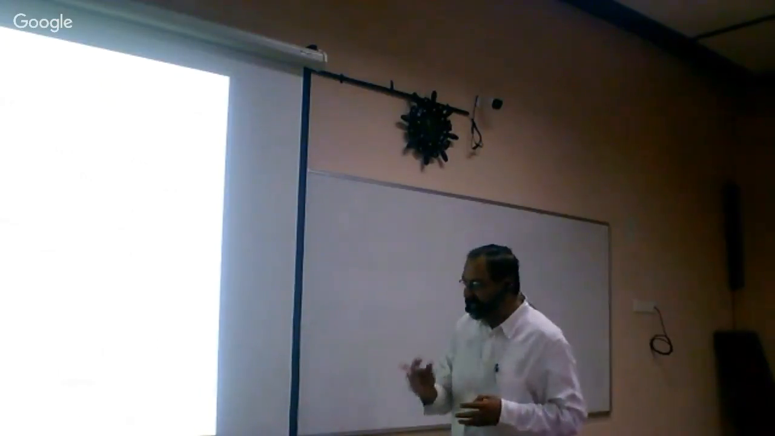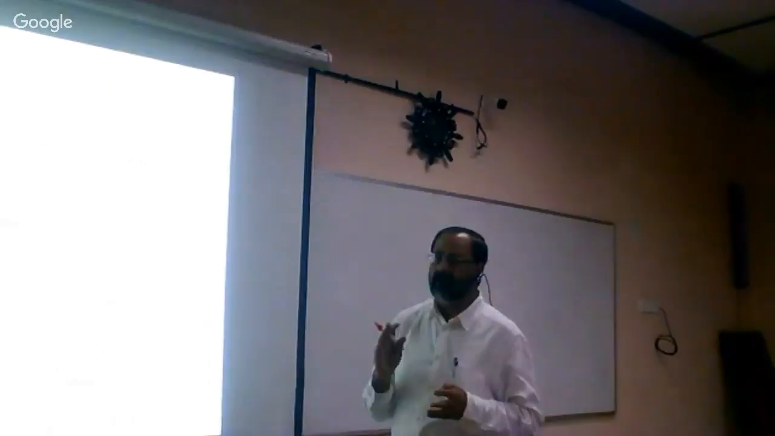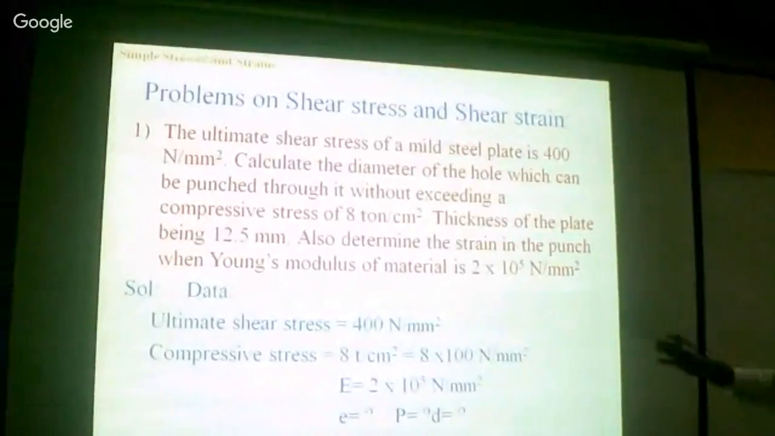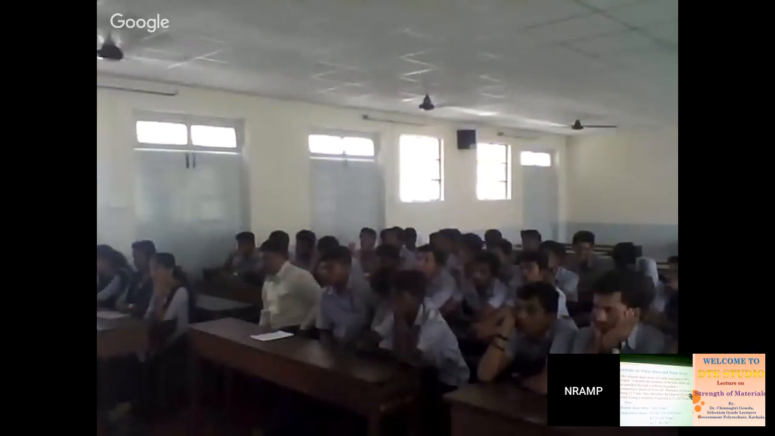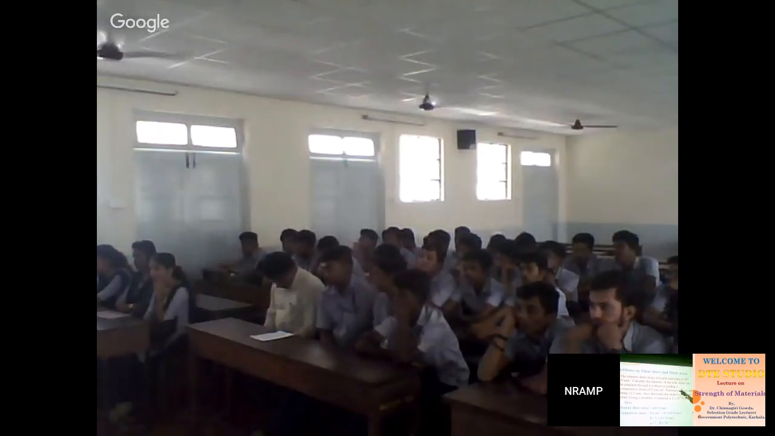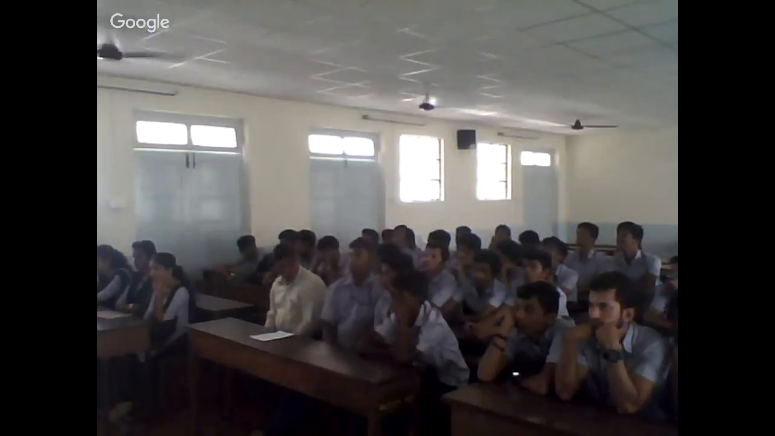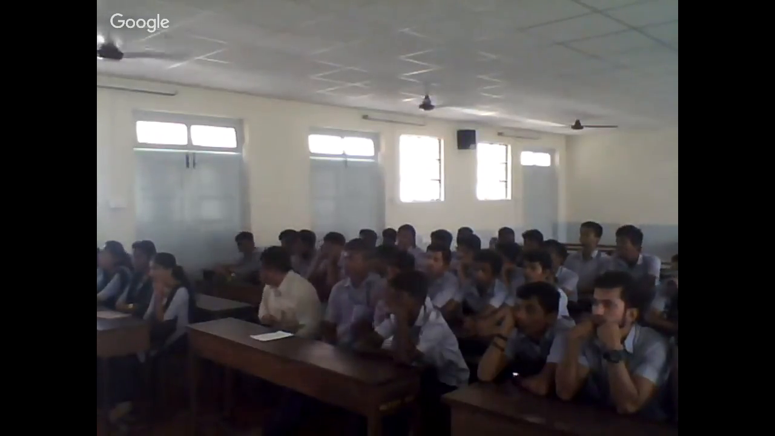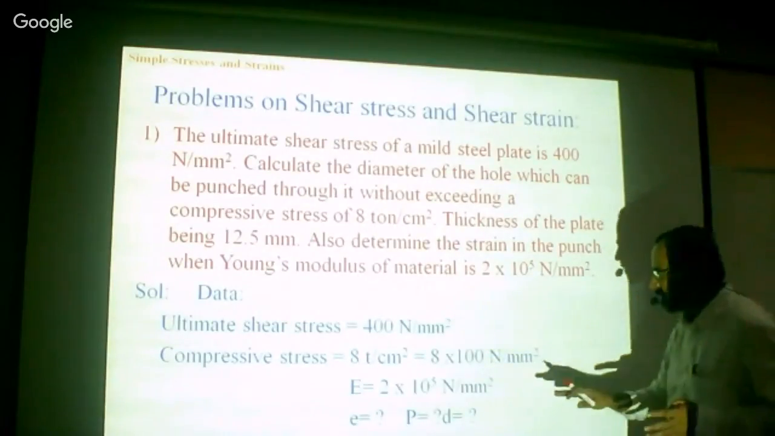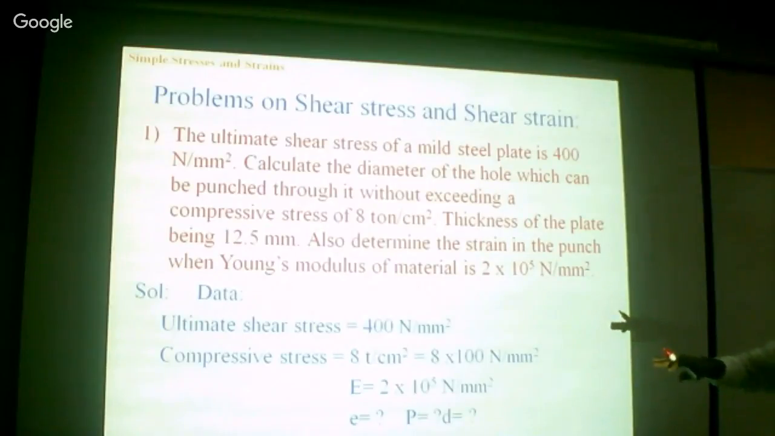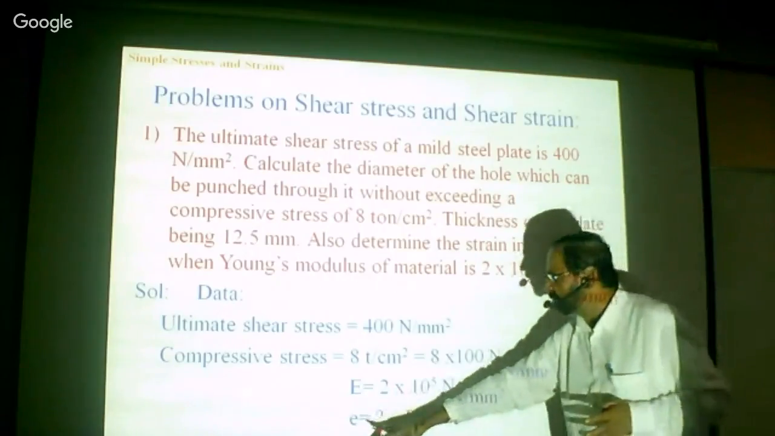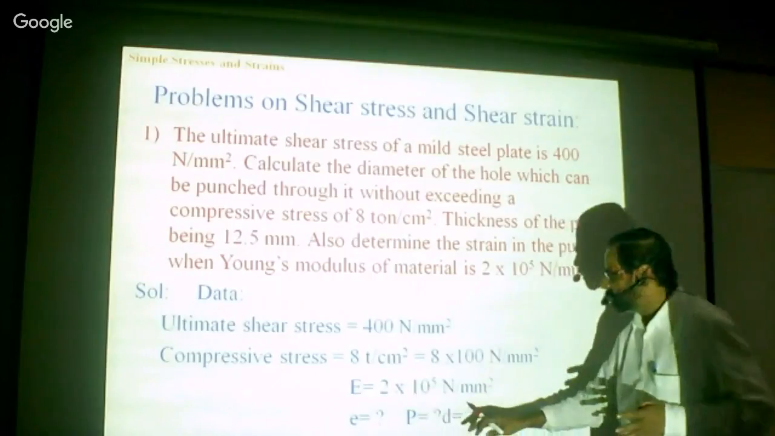That is our problem. First, understand the problem very carefully, then only you can solve it. First, write down all the given data and find out what is to be done. They have given the thickness of the plate. They have asked to calculate the diameter of the hole which can be punched. What should be the diameter with this stress? This is the compressive stress, and they have also given the ultimate shear stress and the Young's modulus. So we need to calculate the strain in the material, and also the load, and also the diameter.